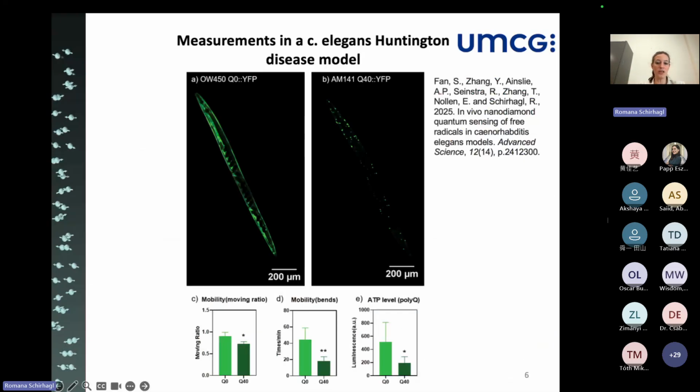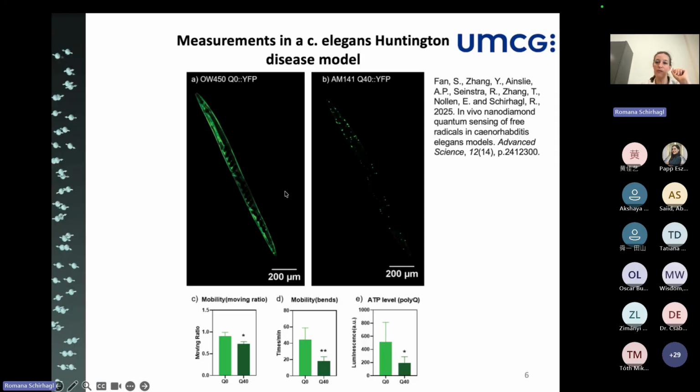Now, what did we do with these worms? First of all, we used two different kinds of worms. We have a mutant where we have just YFP, yellow fluorescent proteins, and Q0. This Q0 means it doesn't have the protein aggregate, so it doesn't actually form the disease phenotype. And then we have the Q40 mutant, where we have yellow fluorescent proteins attached to Q40. This is the disease phenotype, where we have these protein aggregates.